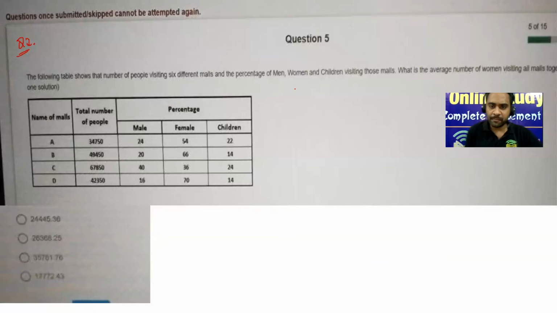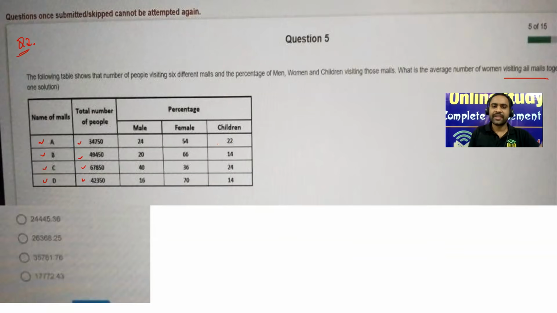and the percentage of men, women and children visiting those malls. What is the average number of women visiting all malls together? So friends, basically, if you're not able to see, I will tell you also. There are four malls: mall A, mall B, mall C and mall D. Total number of people 34,750, and here the numbers are given. Now in mall A, the male is 24%, female is 54%, and children is 22%, right?